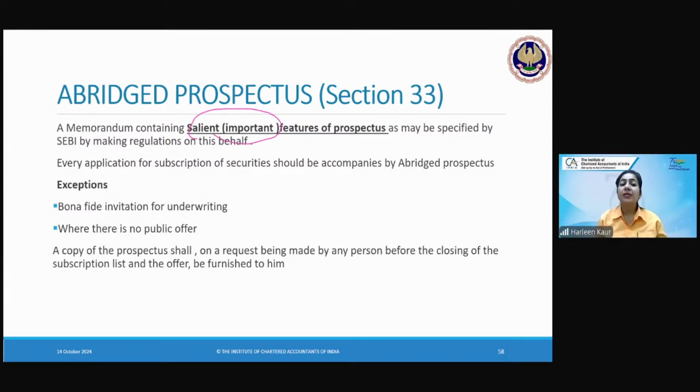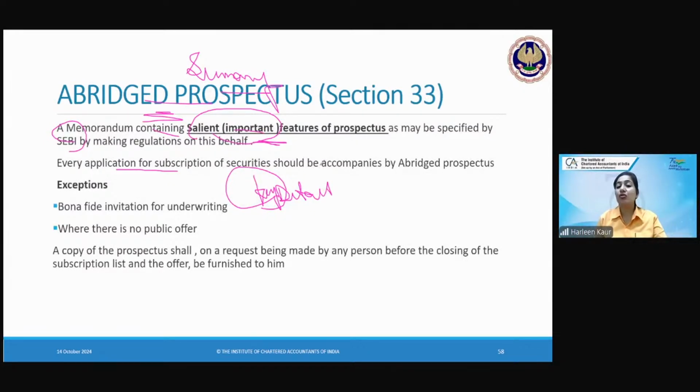There is a summary memorandum, that is the abridged prospectus, also known as a summary or condensed prospectus. A summarized prospectus is issued for investors like us who want to invest small money in a company, so that they can avoid reading the detailed prospectus and just go through the summary. Now, this summary shall give all the key details about the salient features of the company. So remember, the first definition given under section 2, subclause 1: abridged prospectus is a memorandum containing salient features, salient meaning important features, of the prospectus as may be specified by SEBI by making regulations on this behalf.